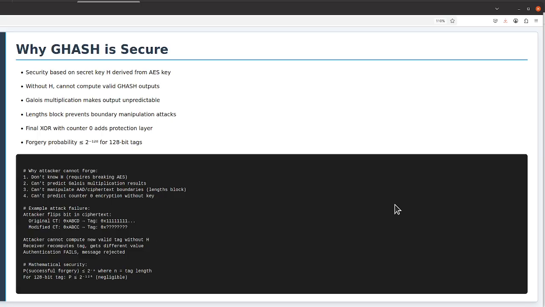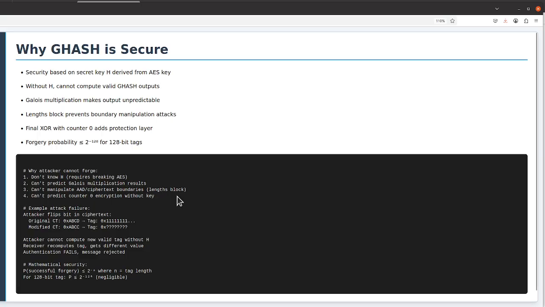Fourth, the final XOR with the encrypted counter block provides additional protection. The raw GHASH output has certain algebraic properties. By masking it with an encrypted counter that is unique to this message, we prevent attacks that might exploit those properties. This is similar to how a one-time pad provides perfect secrecy.